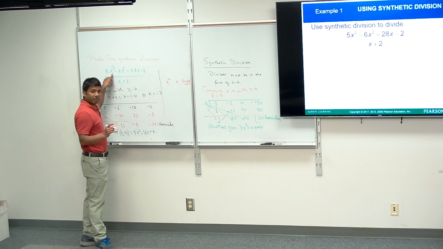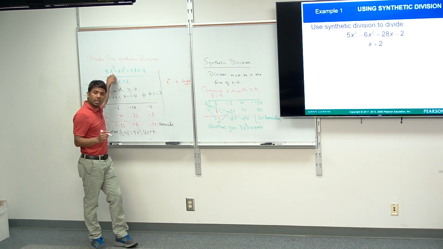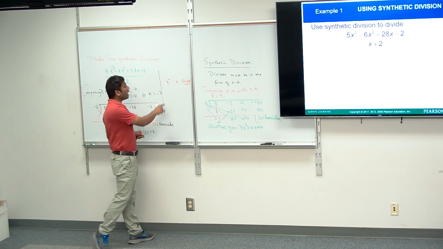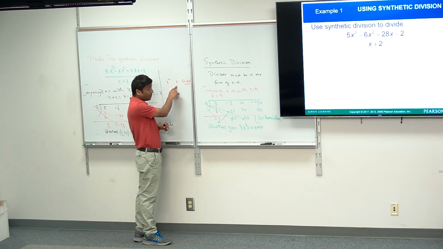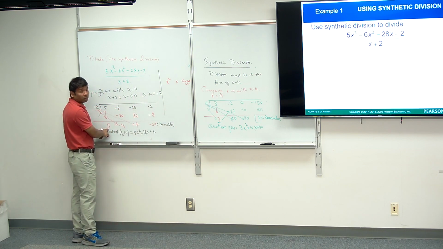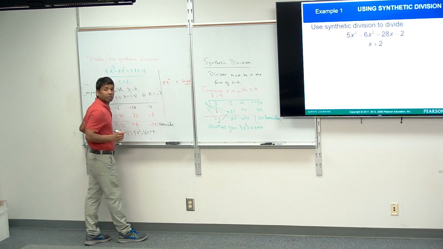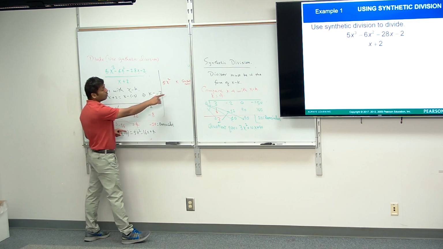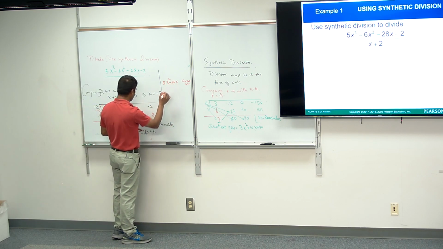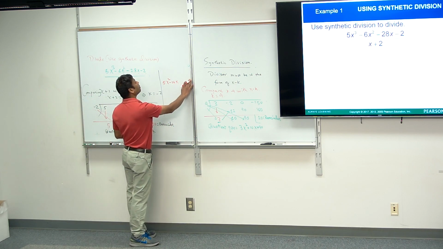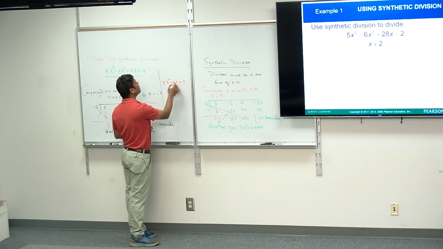The degree of the dividend is 3, so the degree of the quotient will be 1 less than 3, which means 2. So you will start with the x squared term, and then there will be the x term and the constant term. This is the coefficient of x squared, so this is 5x squared. And this negative 16 is the coefficient of x. And this 4 is the constant term, so you can simply write plus 4. This is the quotient.